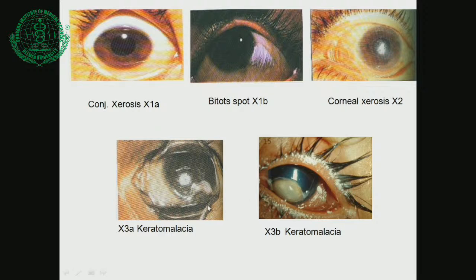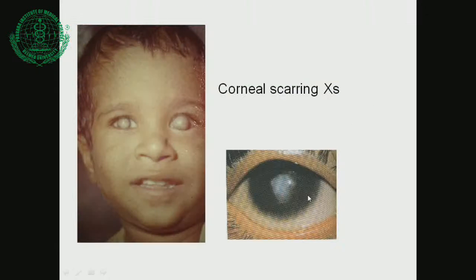These are two very bad situations. At least X3A is treatable, but if a child goes into X3B it is very difficult. Now you can see this example. Here both corneas have scarring and the child is totally blind. So this is a very preventable blindness, and if we had treated this child early, his vision would have been saved. But now he has to go for keratoplasty for his vision.